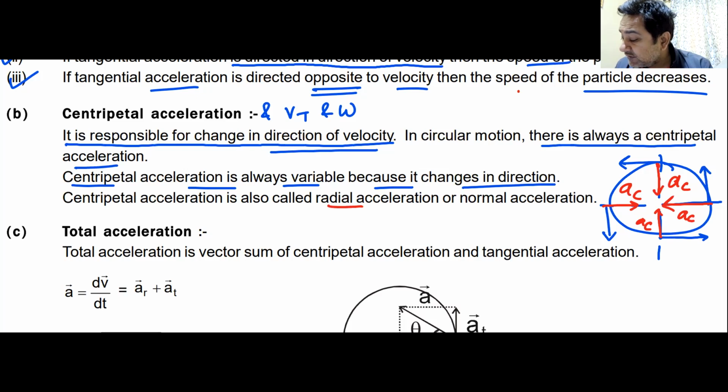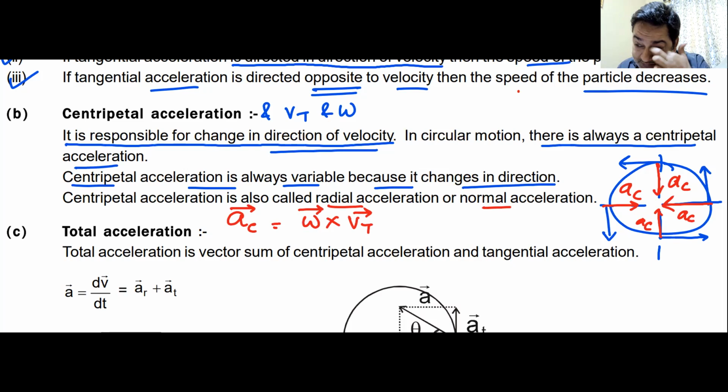It is also known as radial acceleration or normal acceleration. I've already told you why it is radial or normal. Then the last thing is, what is the vector relation? Vector relation is coming up your way. A centripetal is equal to omega cross Vt. This is the vector relation, the cross product of omega and Vt. Will not go much into that.